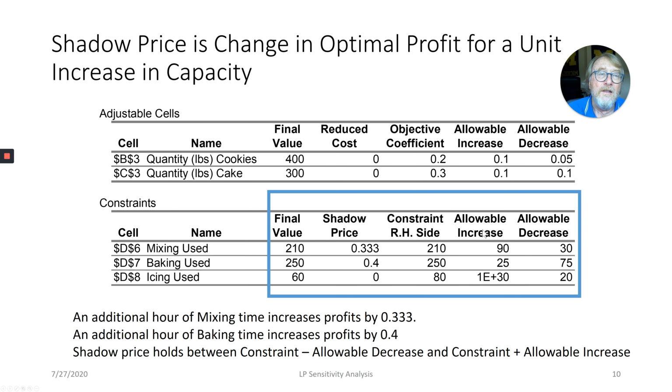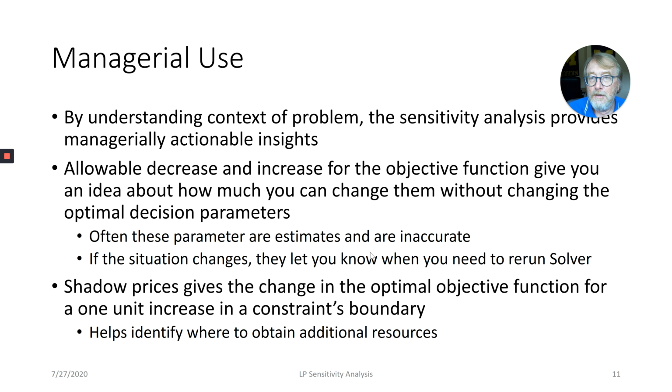Okay. Actually, what happens if I added an additional 100 hours, then mixing will become slack. Okay. So if I go above 90, then this will become slack. And I'd have a different solution. Okay. So it just tells me how much I could increase or decrease my constraint and still apply the shadow price to it. Okay. All right.